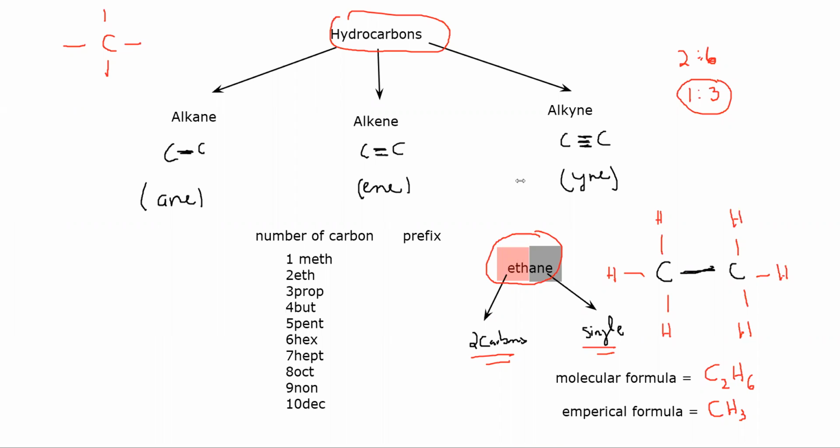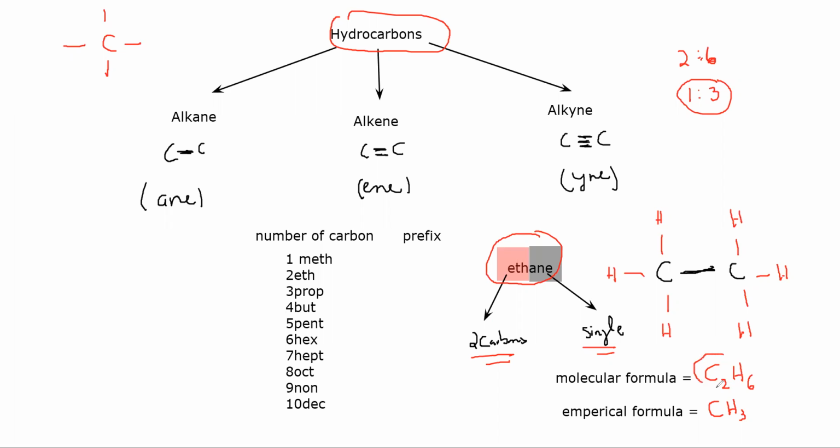There are two ways to find the empirical formula. One is by percentage, another one is by simplest ratio. Either a percentage will be given or the molecular formula is given. But in this example, the molecular formula is given, which is C2H6. So we take the simplest ratio between them, 2:6. That will give us 1:3.